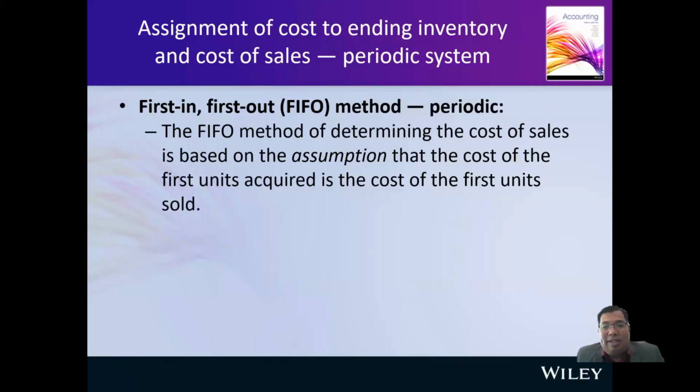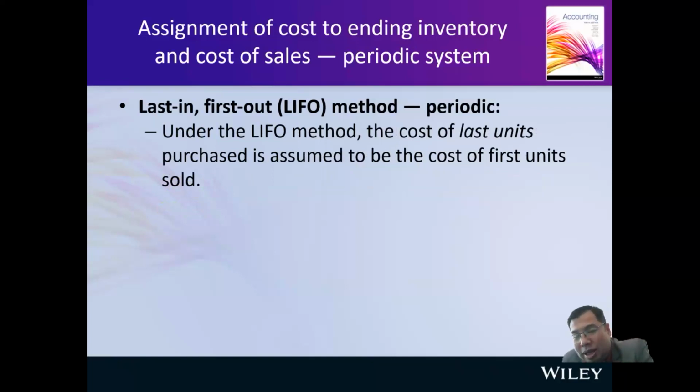The FIFO method of determining the cost of sale is based on the assumption that the cost of the first unit acquired is the cost of the first unit sold. The first unit acquired will be the first unit sold. Okay, let us look at this example. All right. Okay, let us go to the second concept.